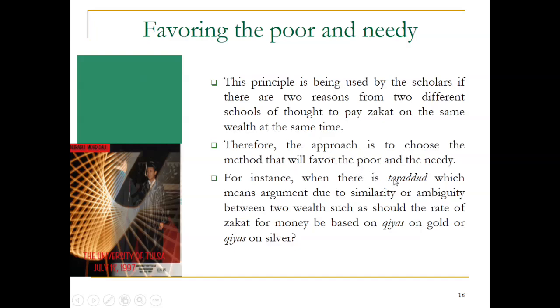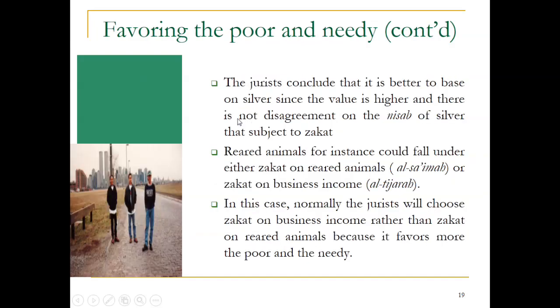For instance, when there is a taradud, which means argument due to similarity or ambiguity between two wealth, such as should the rate of zakat for money be based on qiyas on gold or qiyas on silver. So in this case, which one should you use? Which one will favor the poor and the needy more as compared to favoring the zakat payer? So the jurists conclude that it's better to base on silver, since the value is higher and there is no disagreement on the nisab of silver subject to zakat. So, for example, red animal could fall under either zakat on red animal, al-saimah, or zakat on business income, al-tijarah. In this case, normally the jurists will choose zakat on business income rather than zakat on red animal because they favor more the poor and the needy.